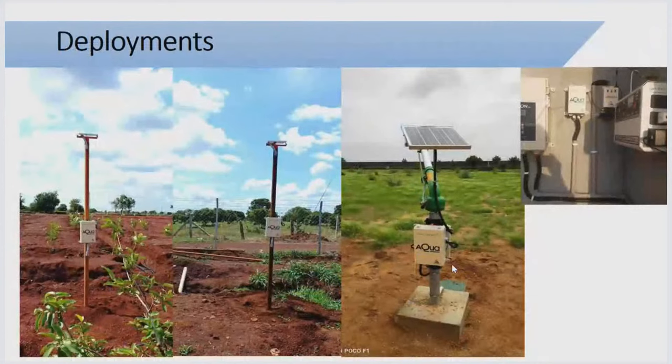And here are some of the deployments done by our client partners who are using our product. So here you can see this is a solar panel which is put on the rain gun. And this is our device. And here is our base unit that is connected to our irrigation controller.